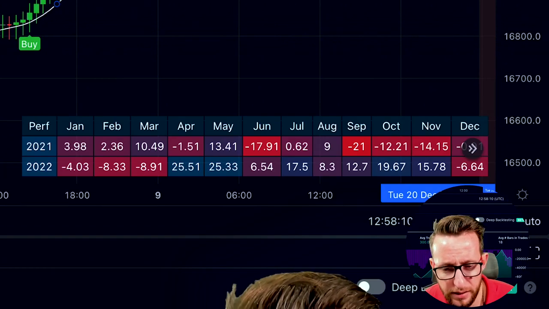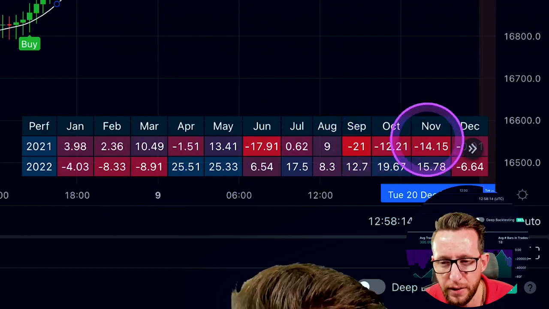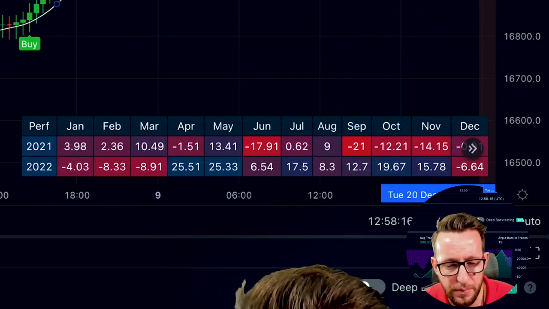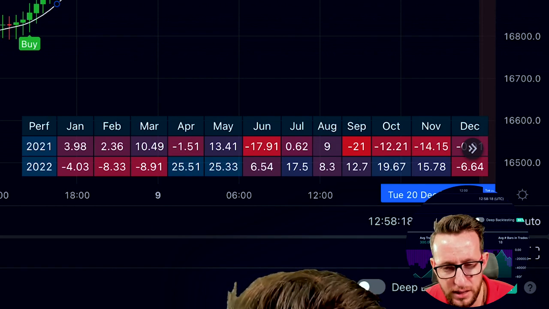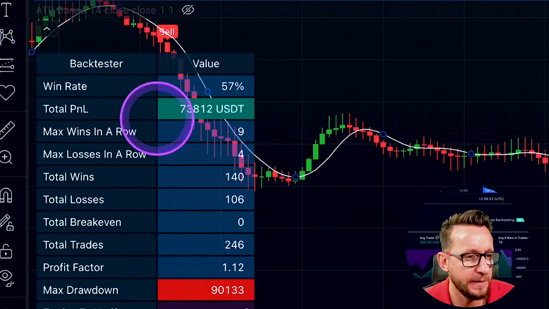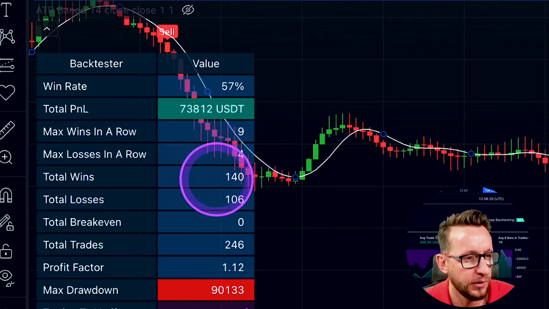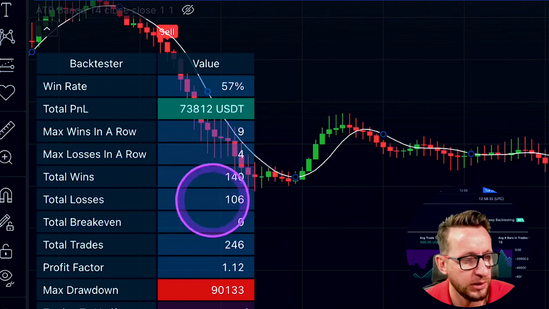As you can see here, there was a lot of months here in this time zone here, 1, 2, 3, 4, 5, 6, 7 months of redness here until we started getting some good trades again. 57%, we had maximum wins in a row was 9, maximum losses in a row was 4. Total wins was 140, total losses was 106. So this probably is not going to be the best trading strategy of 2023, although I will go back and try and find some better settings.